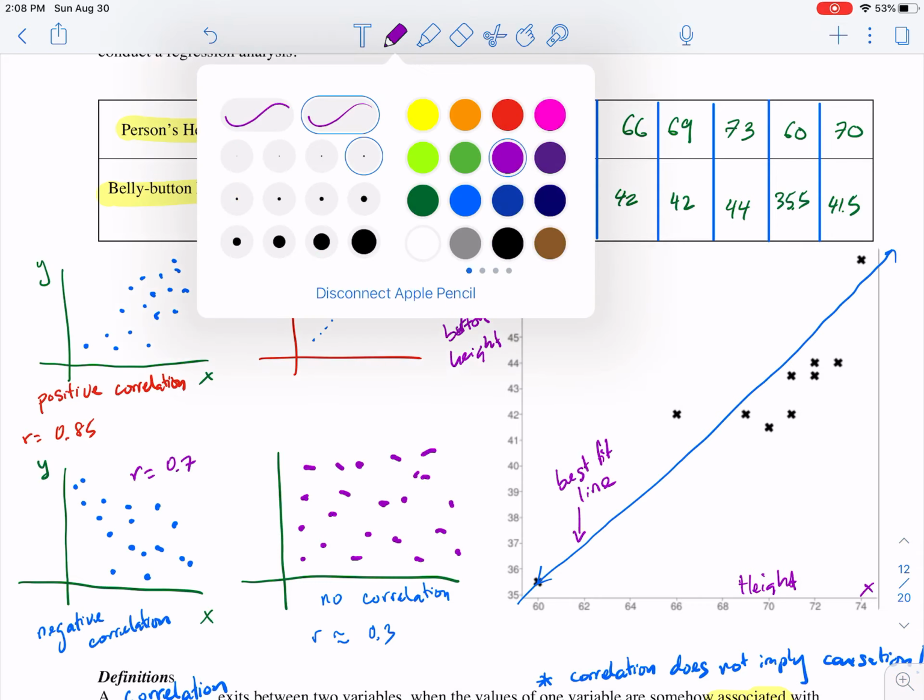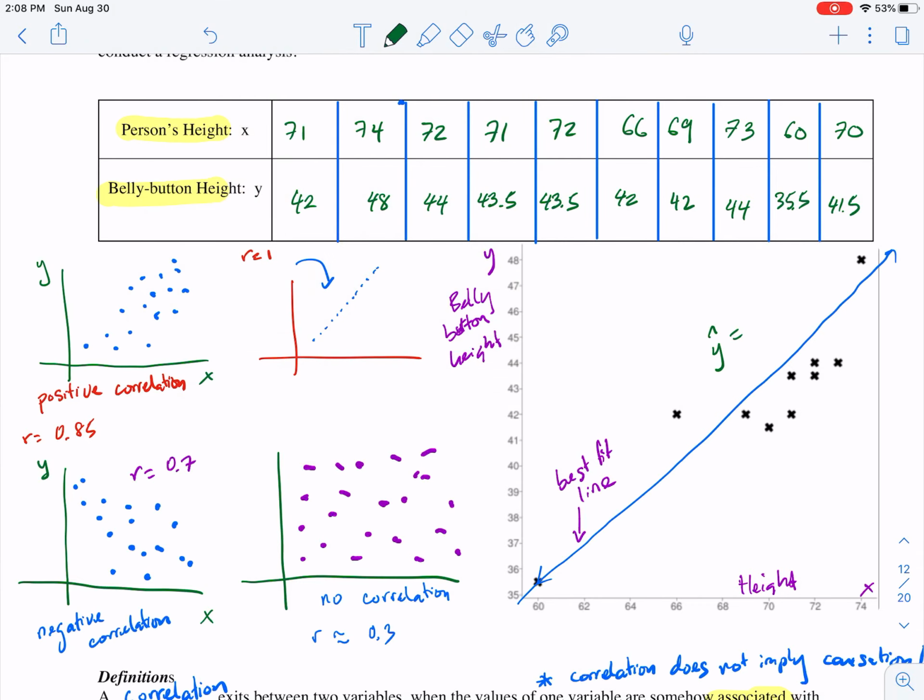Let's say this best fit line, we call that y hat equals ax plus b, something like that. That's just the slope-intercept form for any line. So that best fit line, another fancy word is regression line. Let's say we do the math and get the equation of this line. Then from there, I can use this mathematical model to predict a person's belly button height, provided that the person's height is given. That's what we're going to do here, and you are going to do this at the end of the video. I'm going to let you do that on your own.